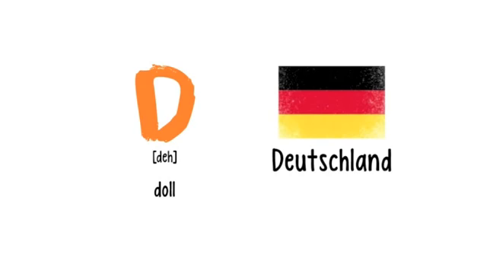D sounds like the D in the word doll. Here we have the example of the word Deutschland, which means Germany.